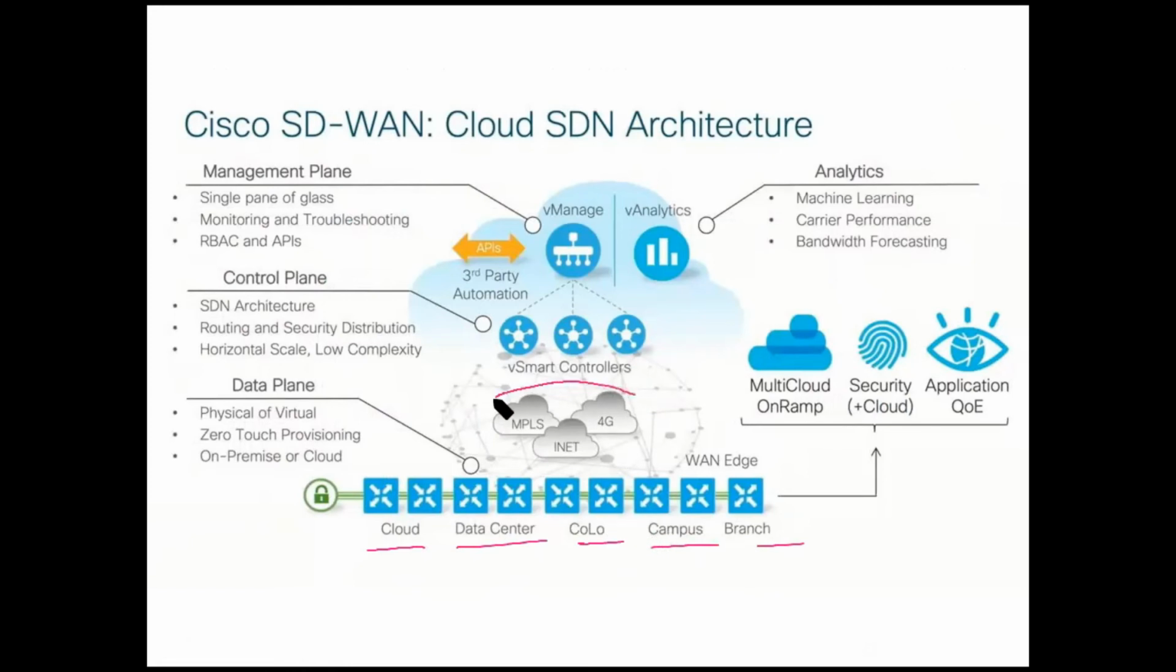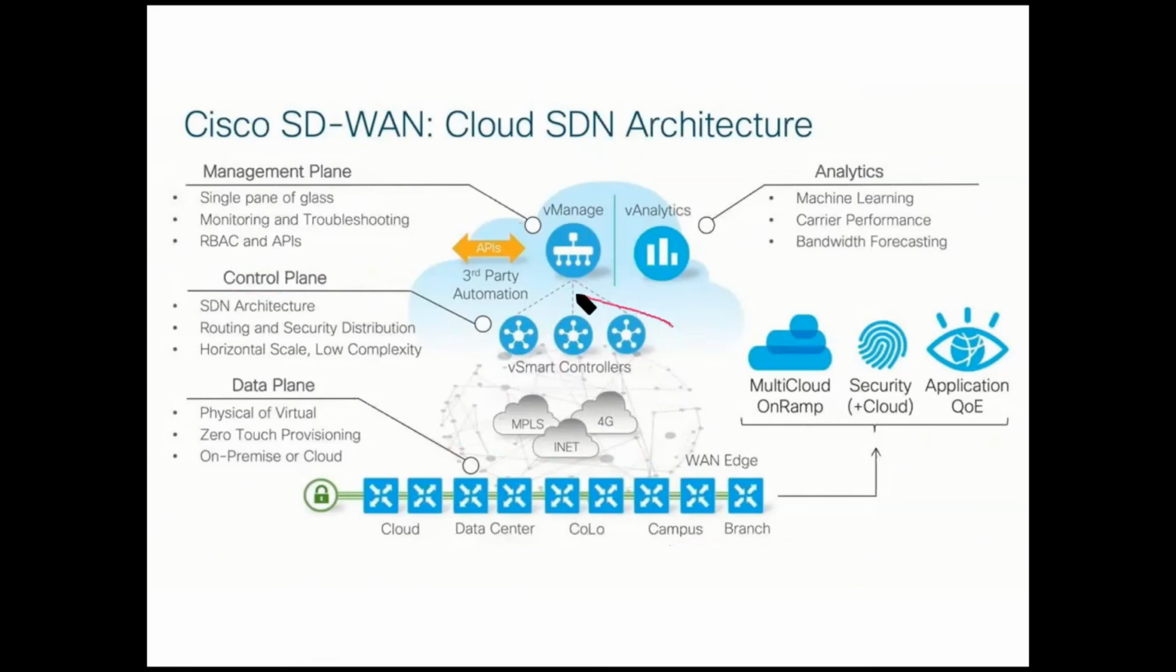Then we have MPLS, internet, 4G, whatever kind of network, or we can say the underlay network, whatever we have, we can connect with our controllers. These controllers are known as vSmart. vSmart is the controller which takes care of your SD-WAN control plane architecture. Any kind of policy we need to push, we will push it to the vSmart, and vSmart will push it to the WAN edge devices. Then the WAN edge devices will work as per the instructions provided by your vSmart.